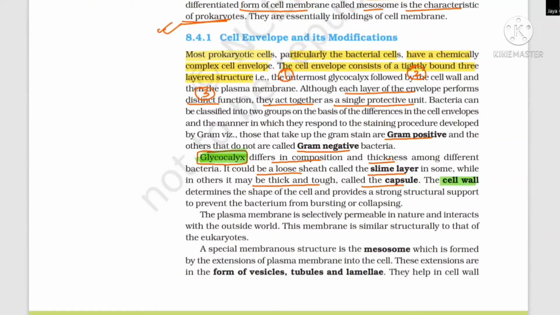Next is the cell wall. The cell wall determines the shape of the bacteria and protects bacteria from bursting, because bacteria generally face hypotonic conditions. In hypotonic condition, it prevents bacteria from bursting, and in hypertonic condition, it prevents bacteria from collapsing. Then third is the cell membrane, which is similarly structured to that of eukaryotes. This is the PMT question I told you: the structure is similar in prokaryotes and eukaryotes.